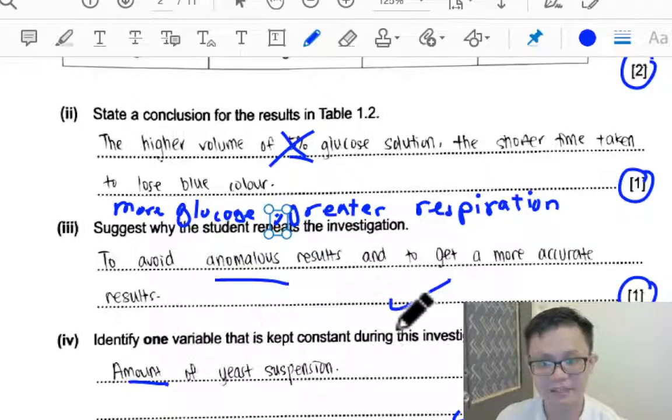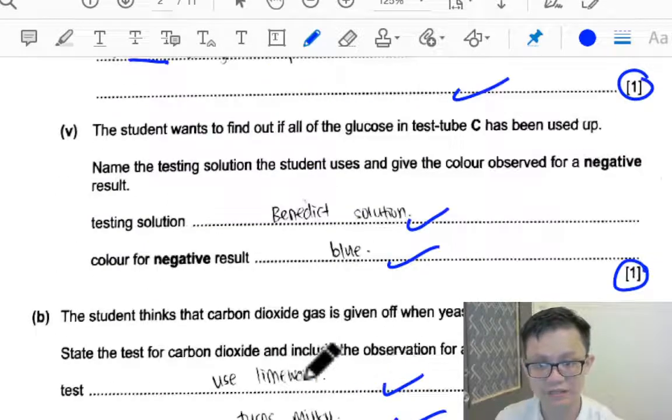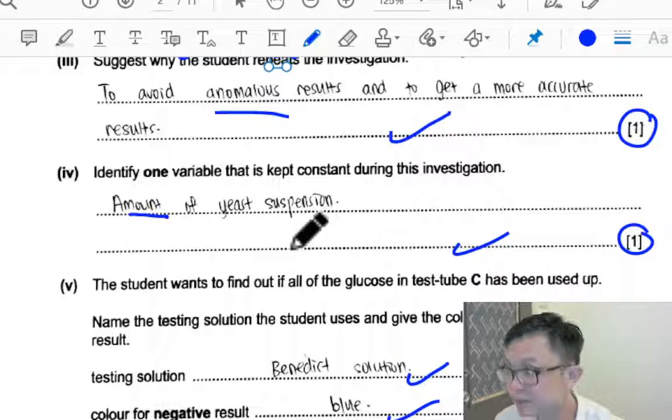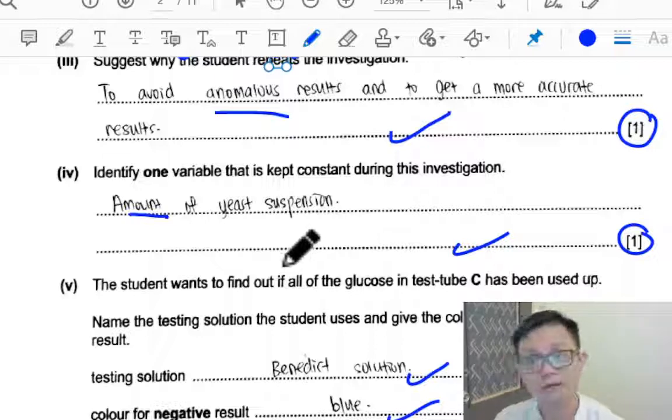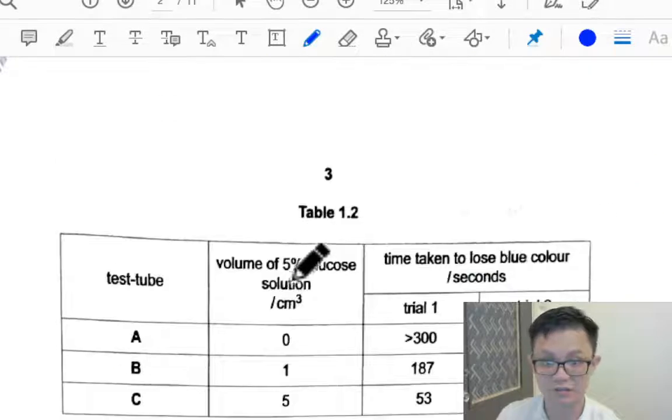Identify one variable that is kept constant: amount of yeast suspension. Very good. There are many things you want to keep constant. For example, you can say the type of yeast, the amount of yeast, the volume of methylene blue, the temperature, many things you can say. But one of them is the amount of yeast suspension, correct, or the concentration of the glucose, 5%.